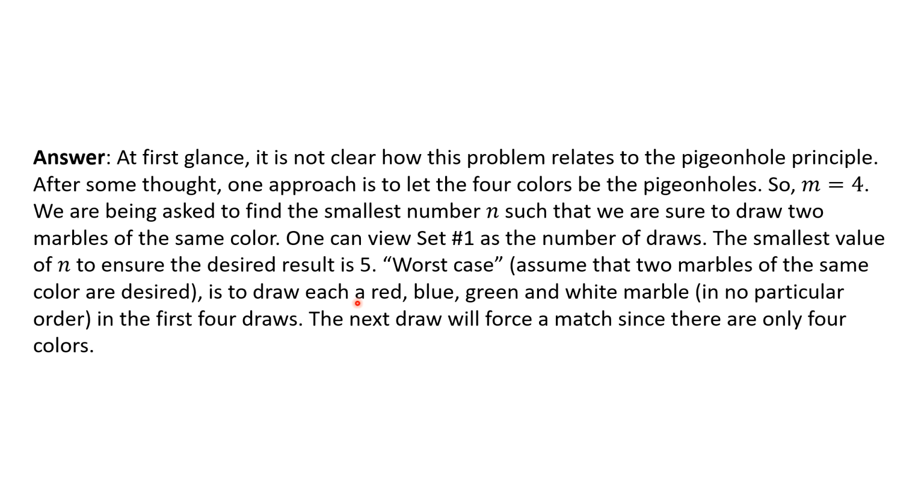So the worst case would be where you draw, in some order, it doesn't matter the order I listed here, but in some order you draw red, blue, green, and white in the first 4 draws. And then on the 5th draw, you have no choice, you run out of colors, you have to pick one of these 4 colors on the 5th draw, and that guarantees that you have a match at that point.